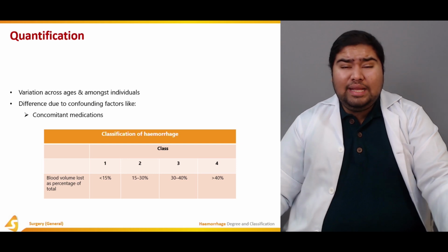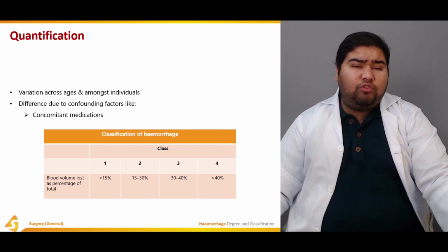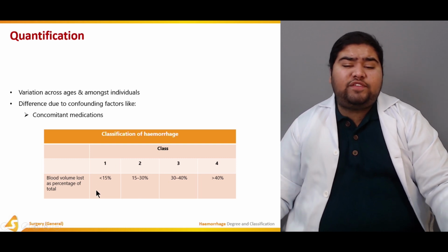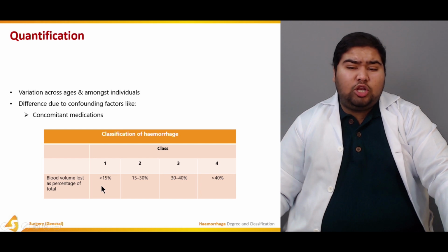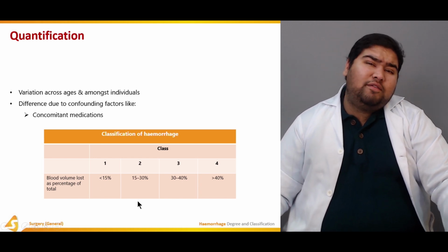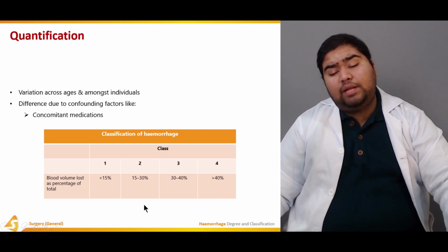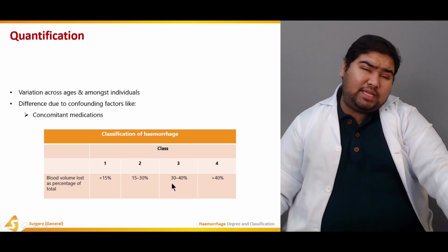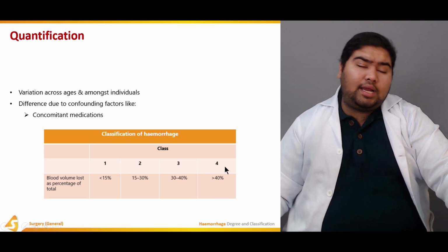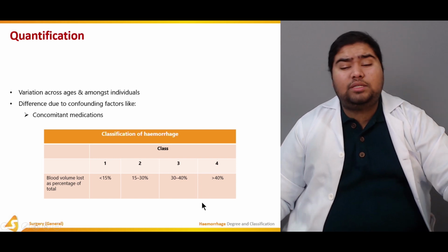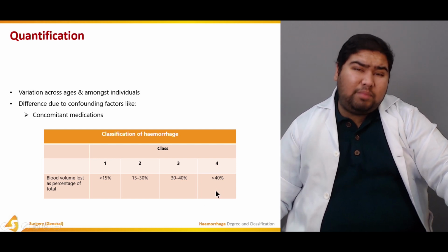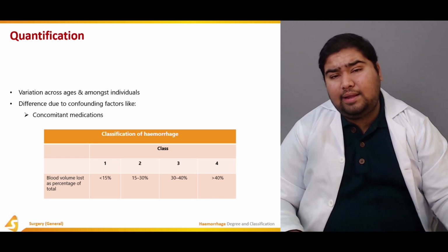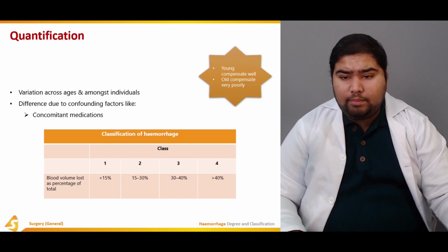So the classes of hemorrhage we were talking about, there are four classes based on the percentage. In class 1, less than 15% of the blood volume has been lost. In class 2, 15 to 30% of the blood volume has been lost. In class 3, 30 to 40% of the blood volume has been lost. Class 4 is severe hemorrhage, in which more than 40% of the blood volume has been lost. So these are some of the classes that are commonly used to quantify bleeding.